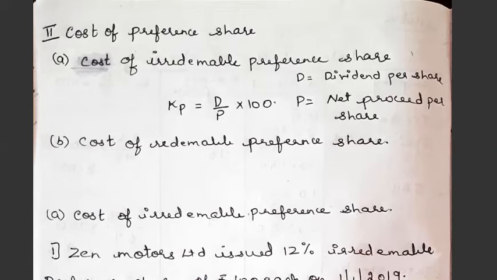Hello students. Under the third chapter, that is cost of capital, I have explained there are three components. They are cost of equity, cost of preference shares and cost of debentures. Cost of equity I have already finished. Under cost of equity you have two types and two methods. They are yield method and growth method. I have done the problems under both the methods, growth method as well as yield method.